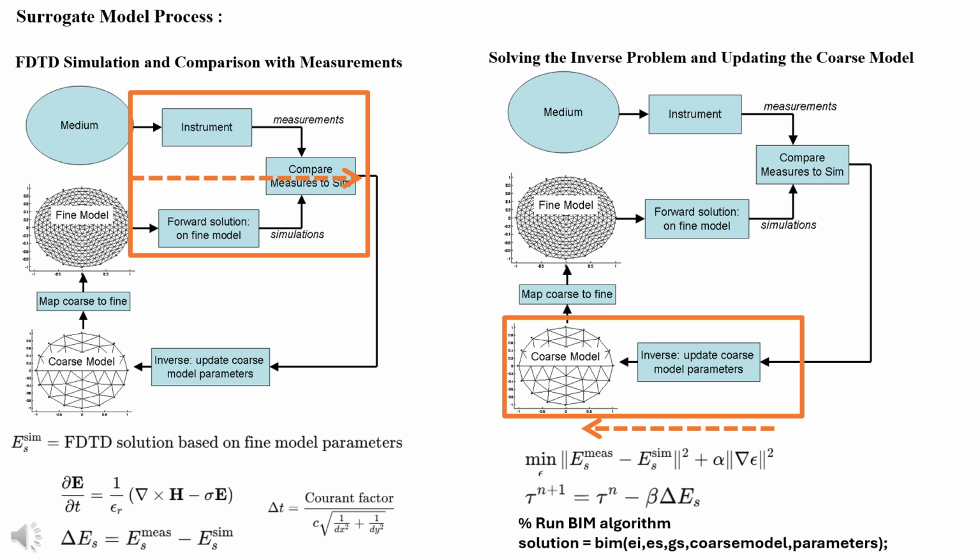The FDTD forward solution is implemented in the FDTD2D function, which calculates the electric fields and stores the results for comparison. The iterative refinement is based on minimizing the difference between ES measurement and ES simulated. Finally, in the fifth step, we solve the inverse problem to update the coarse model parameters based on the differences between simulated and measured scattered fields.